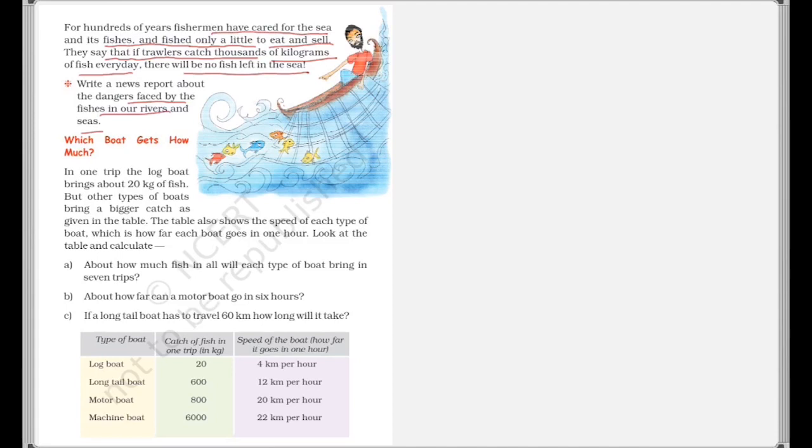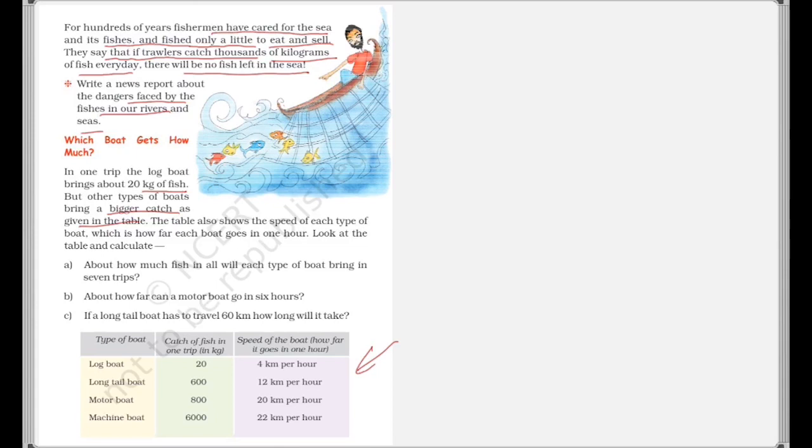Okay, so you need to write how a lot of people are catching fish in very large amounts, which is leading to a decrease in the number of fishes. In this way you can write which boat gets how much. So in one trip the log boat brings about 20 kg of fish, but other types of boats bring a bigger catch as given in this table.